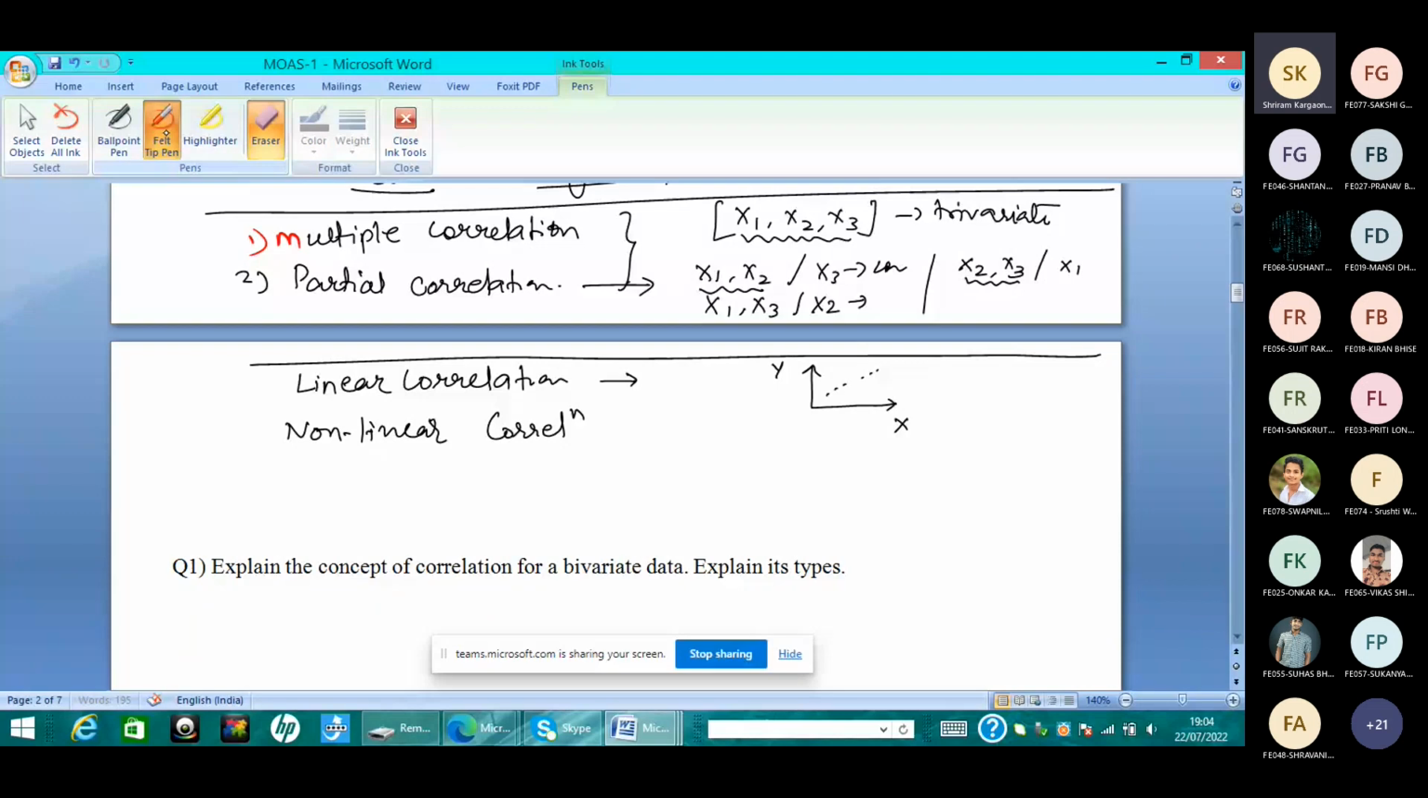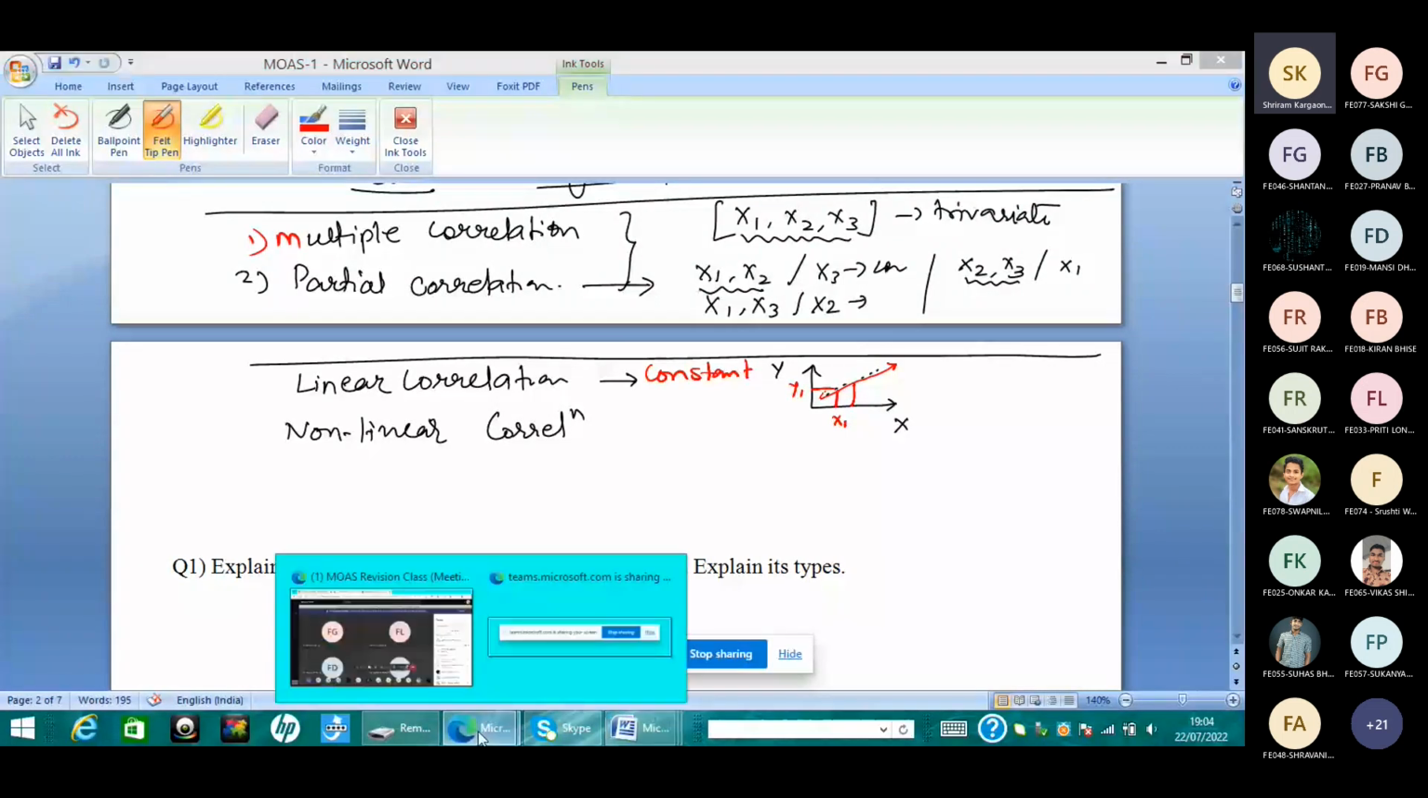If x changes by 1 unit, then y also changes by the same unit. So a linear relationship exists when there is a constant change. दोनों वेरिएबल्स के अंदर में कांस्टेंट चेंज हो रहा है. So this is called a linear relation. I'm going to talk in detail in further units. This time I will just give you a hint about this.